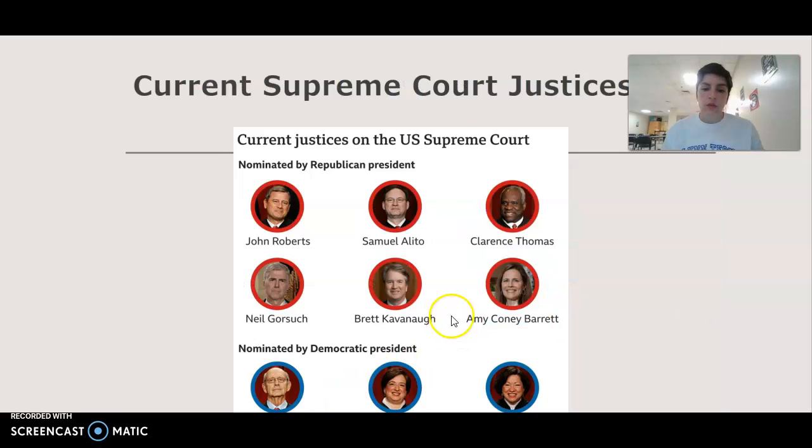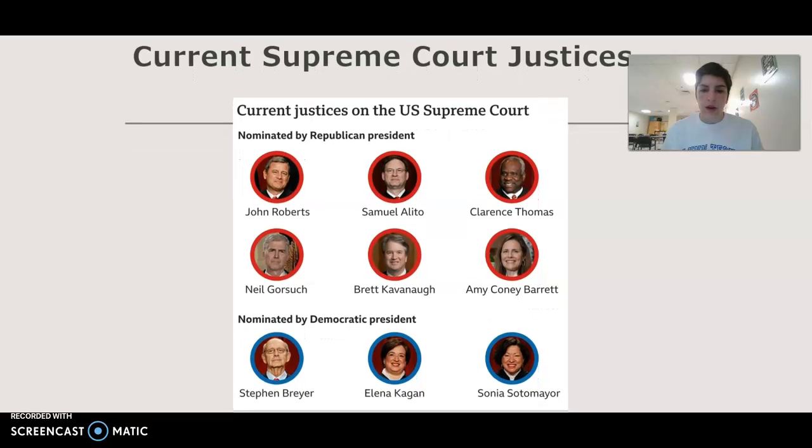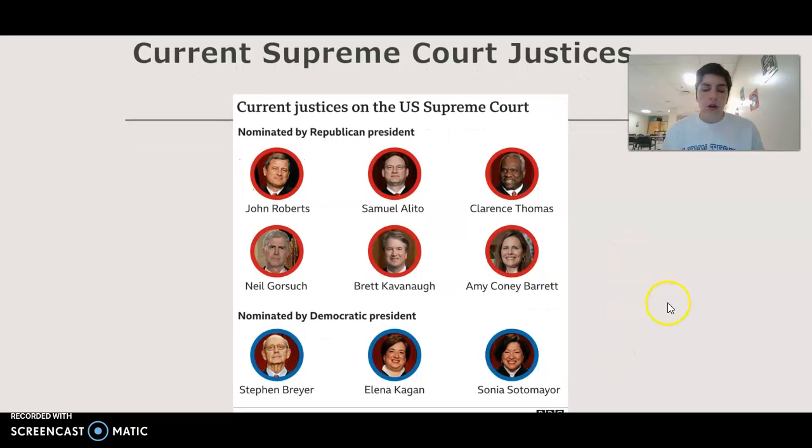Here are the current Supreme Court justices. Let me see if I can change the picture a little bit for you guys. There we go. Hopefully you're able to see that. So we have John Roberts, Samuel Alito, Clarence Thomas, Neil Gorsuch, Brett Kavanaugh, and Amy Coney Barrett. They are nominated by Republican presidents. These are Republican Supreme Court justices. Doesn't mean that they always follow everything that Republicans want them to do. That just is usually kind of where they're leaning.